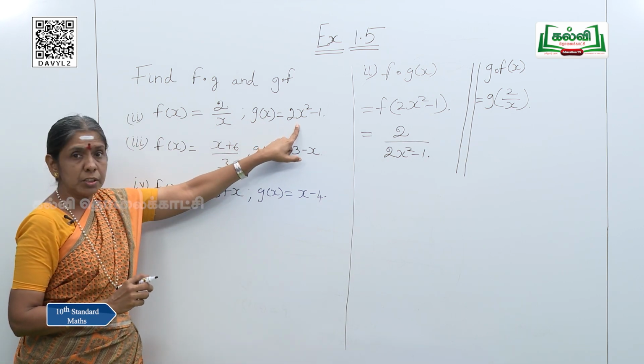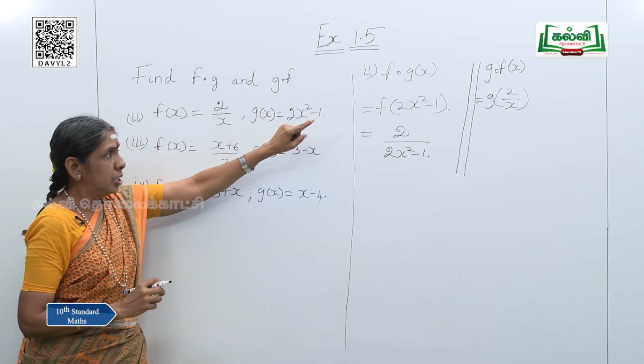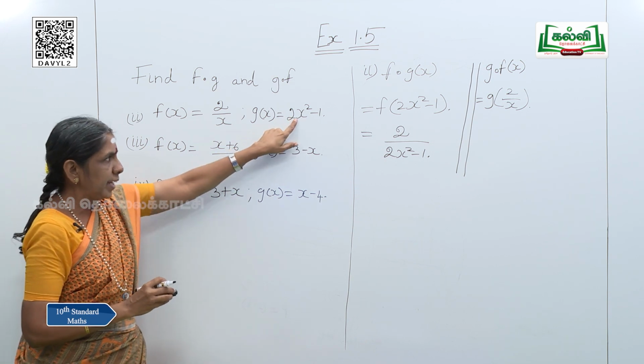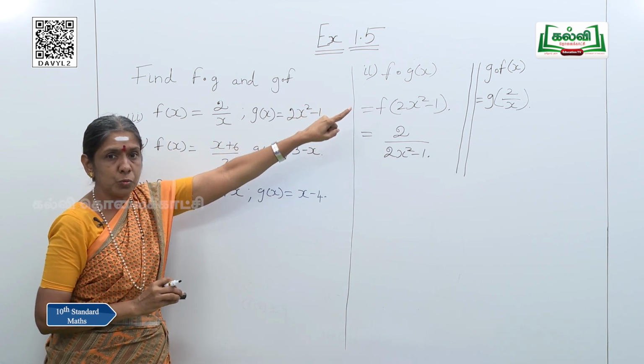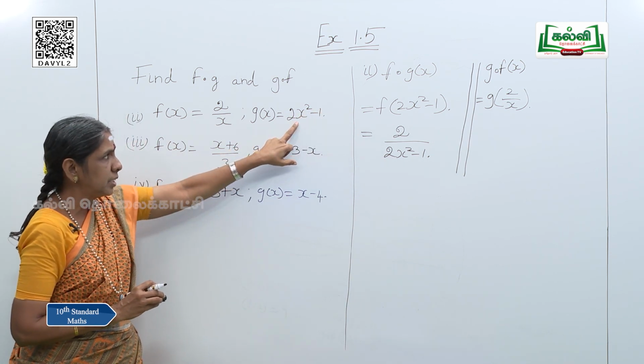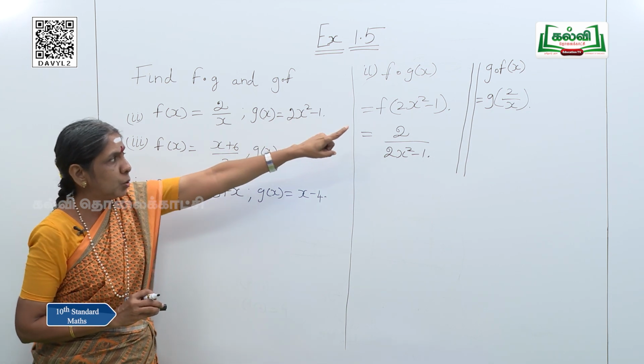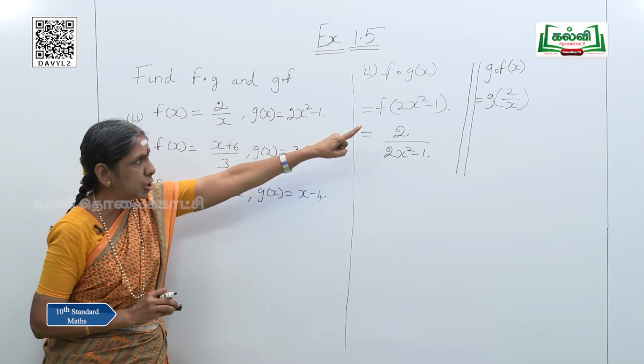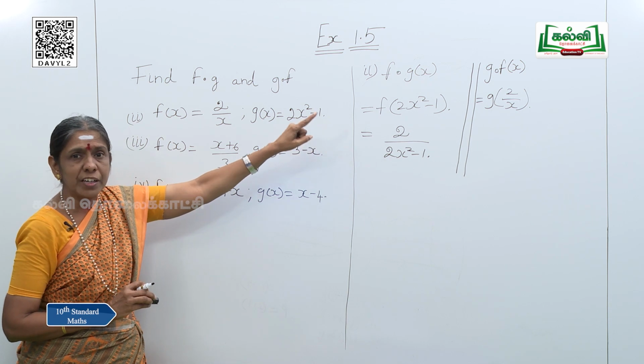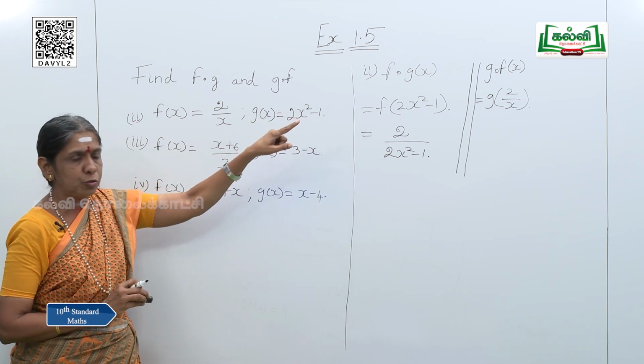g of x is equal to 2x squared minus 1. So, in the place of x, you have to replace 2 by x. I repeat, in the place of x, you have to replace 2 by x, because we are going to find the value of g of 2 by x.